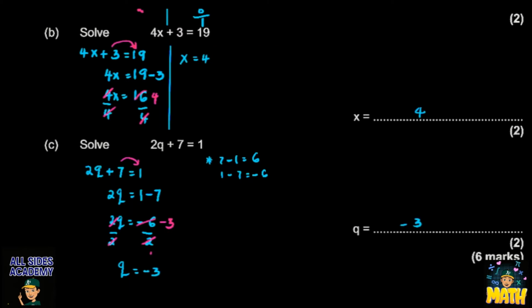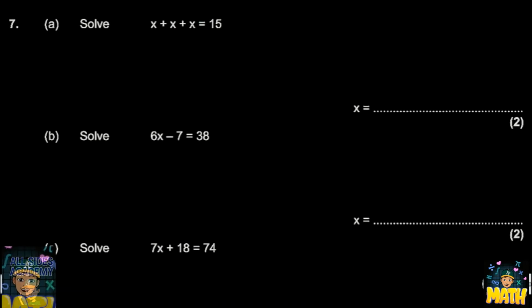Solve x plus x plus x equals 15. So these are 3 x's added together. So when you add them together, x plus x plus x is a summation of 3x, which is 15. Divide by 3 on both sides. So when you divide by 3, you get x as 5 in this case.